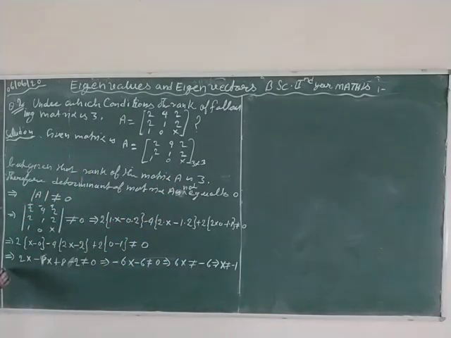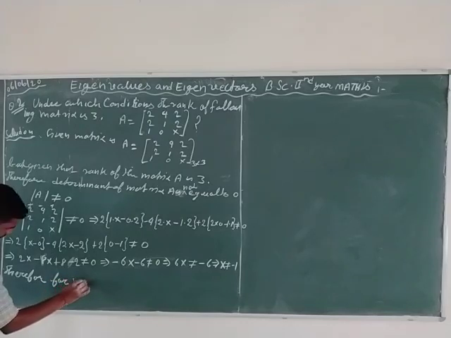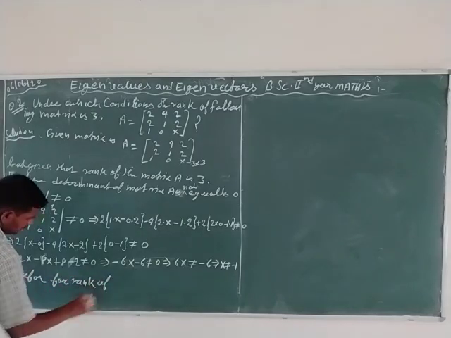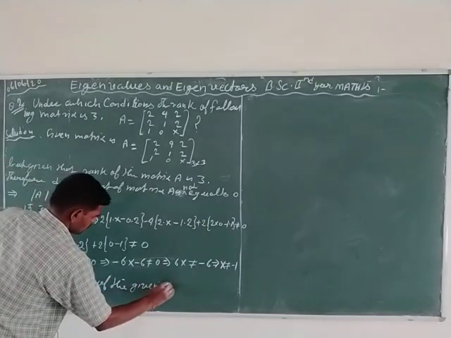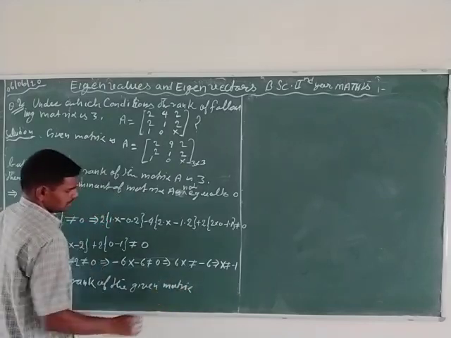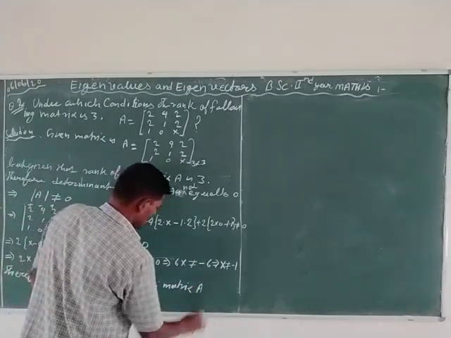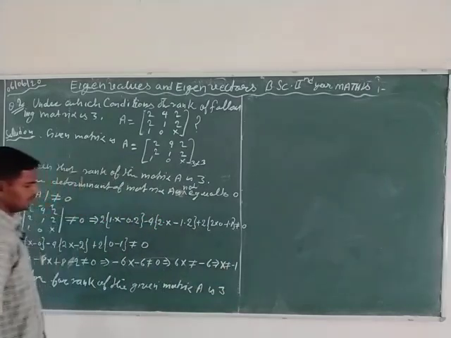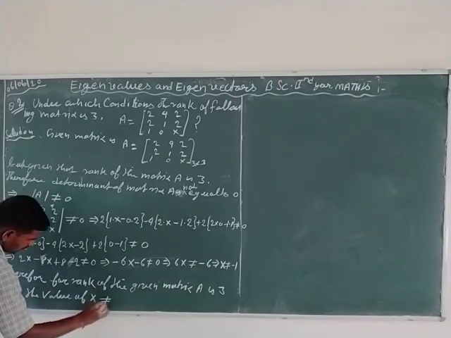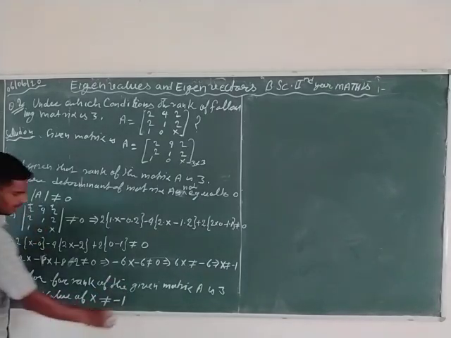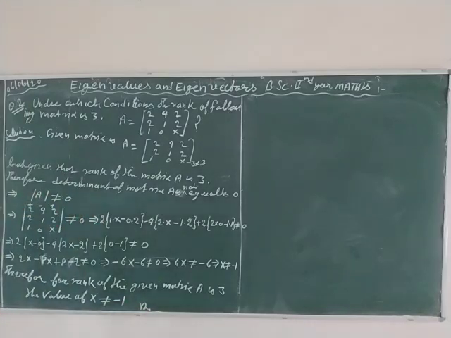So write: therefore, for the rank of the given matrix capital A to be 3, the value of x should not be equal to minus 1. This is the complete solution of this question.